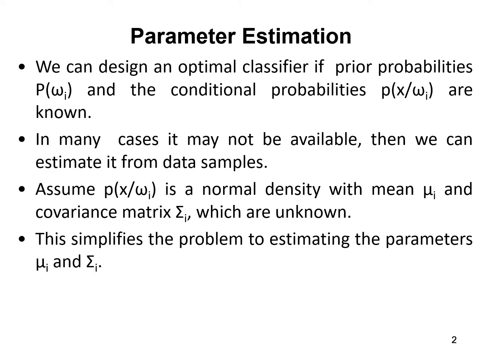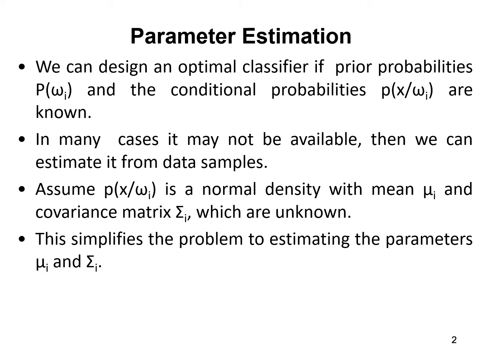Next, we are going to discuss parameter estimation. We can design an optimal classifier if the prior probabilities P of omega i and the conditional probabilities P of x given omega i are known to us. But in many cases, it may not be available. Then we can estimate it from the data samples.